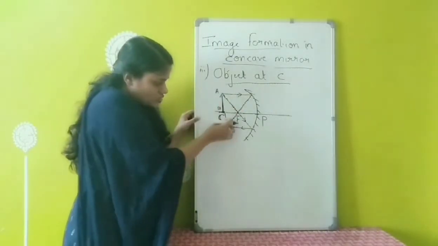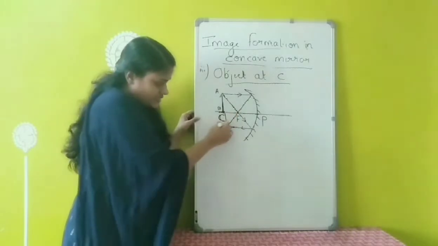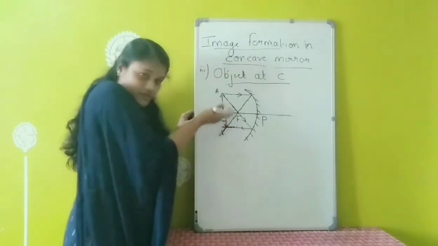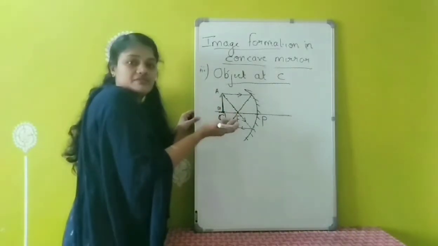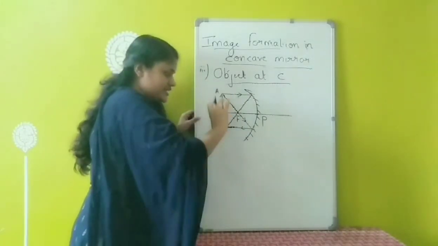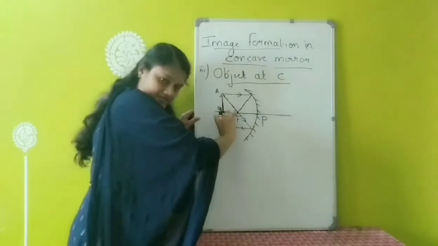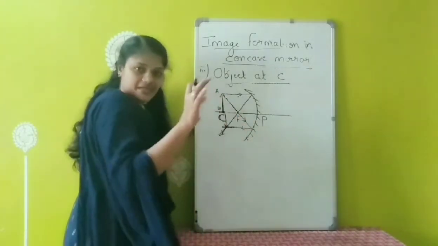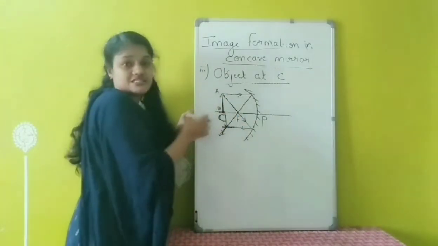Clear? And here also we are getting the image upside down. This is the upside down image. The image we are getting is below the principal axis. So it is which image? Inverted image. So whenever we are placing the object at C, we are getting the image also at C itself. The size of the image may be the same and it is real as well as inverted.